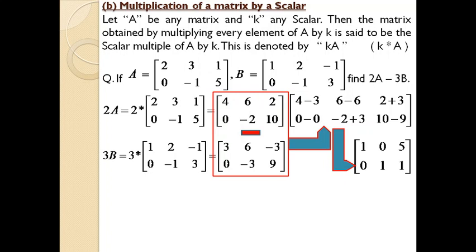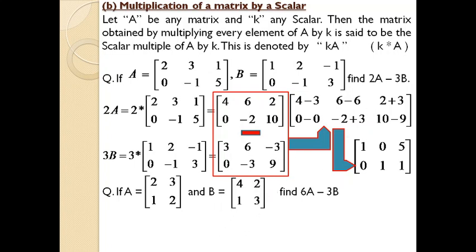Let us discuss some of the other cases that come under this heading. Next one, if A is a 2 into 2 matrix, that is 2, 3, 1 and 2, and B is also another 2 into 2 matrix, that is 4, 2, 1 and 3, you are asked to find 6A minus 3B. So actually you are asked to find the subtraction between two matrices, but in order to find the subtraction, you need to find the matrices 6A and 3B. This 6A and 3B is a case of multiplication of a matrix by a scalar.